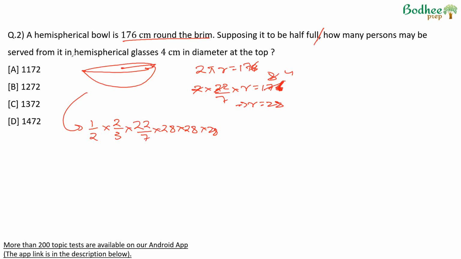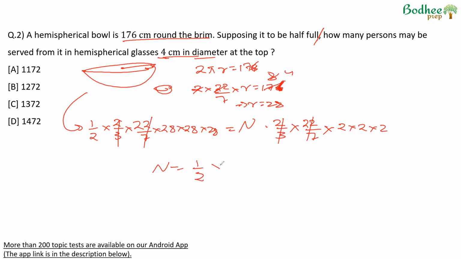How many persons may be served from it in hemispherical glasses? So from here it is poured into hemispherical glasses as well, which have 4 centimeter diameter at the top. So if the number of people that can be served is n, this total volume will be put into n hemispheres. The volume of the hemispheres will be 2 by 3 into pi into r cube. Since diameter is 4, radius will be 2. We have to solve for n. Clearly 2 by 3, 22 by 7 will get cancelled out. N will be nothing but 28 by 2, 28 by 2, 28 by 2, into half. So 28 by 2 is 14, 14 and 14.